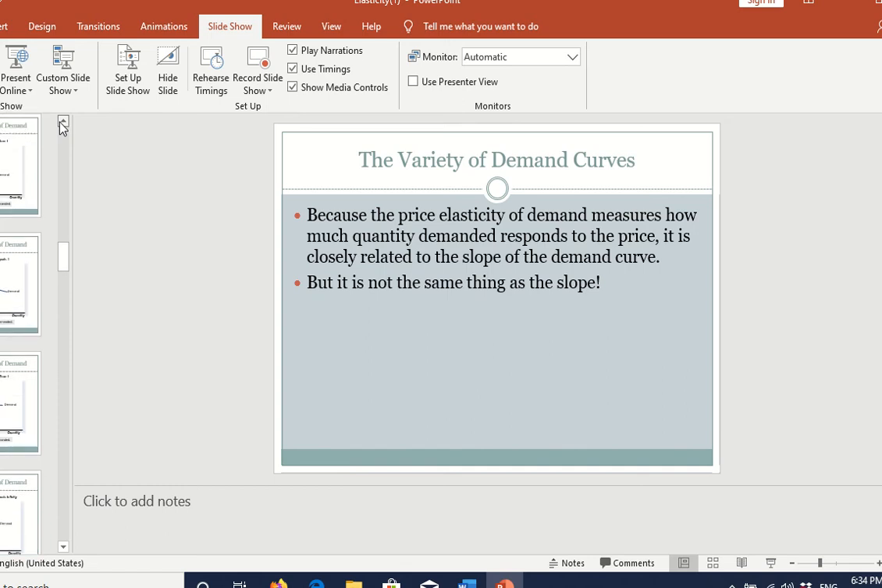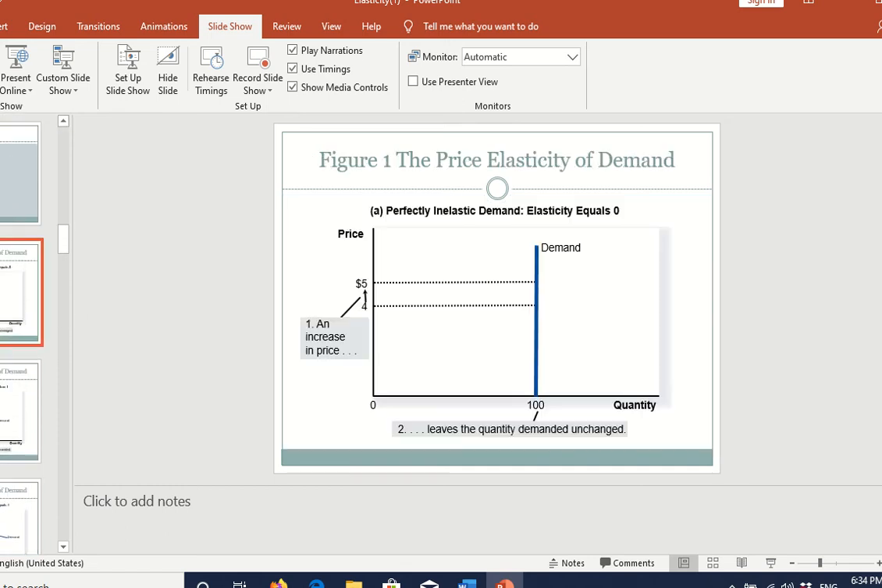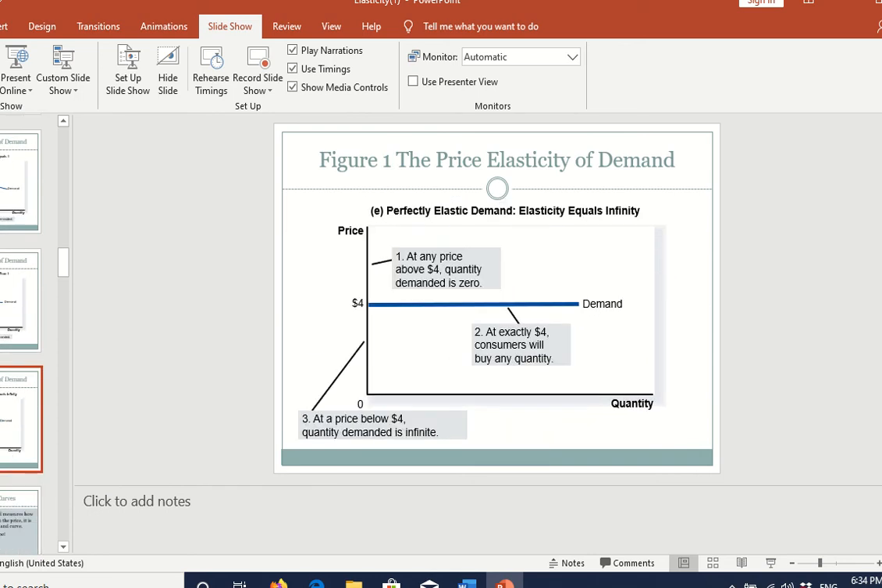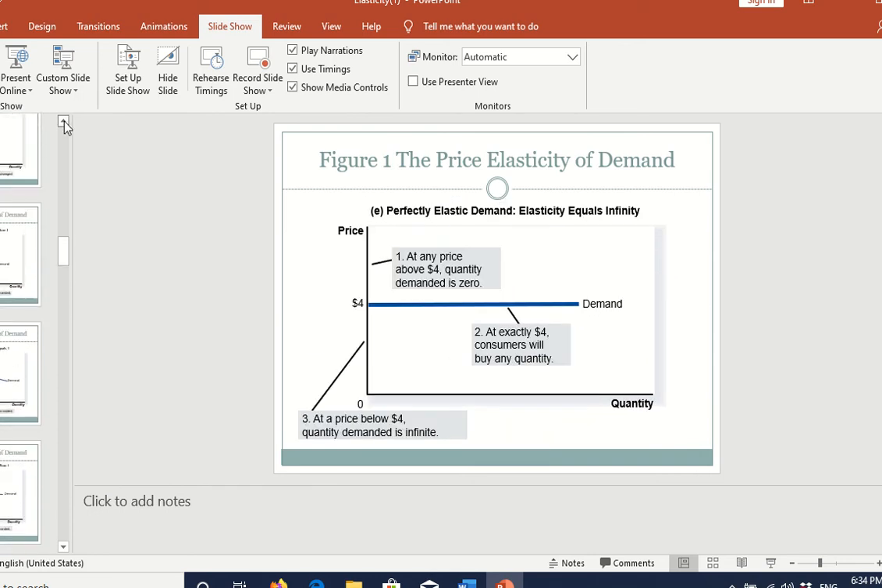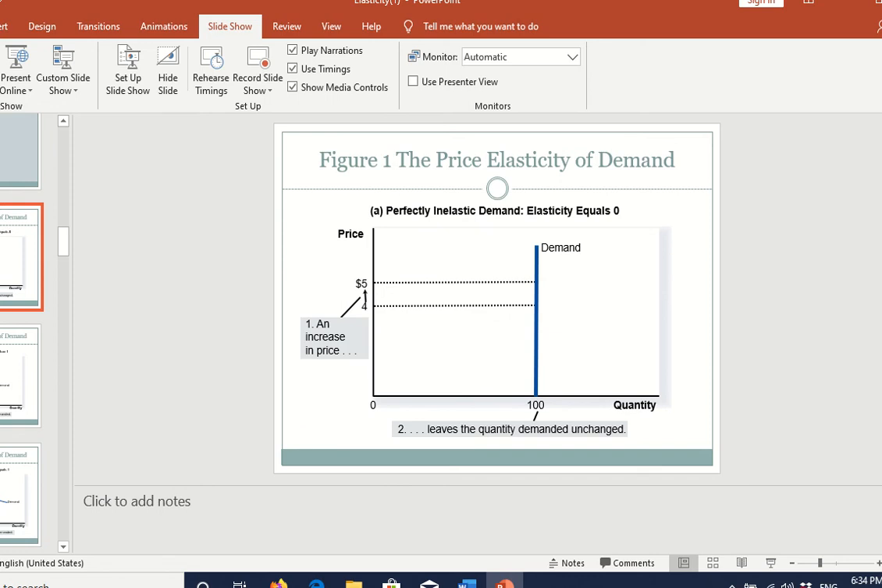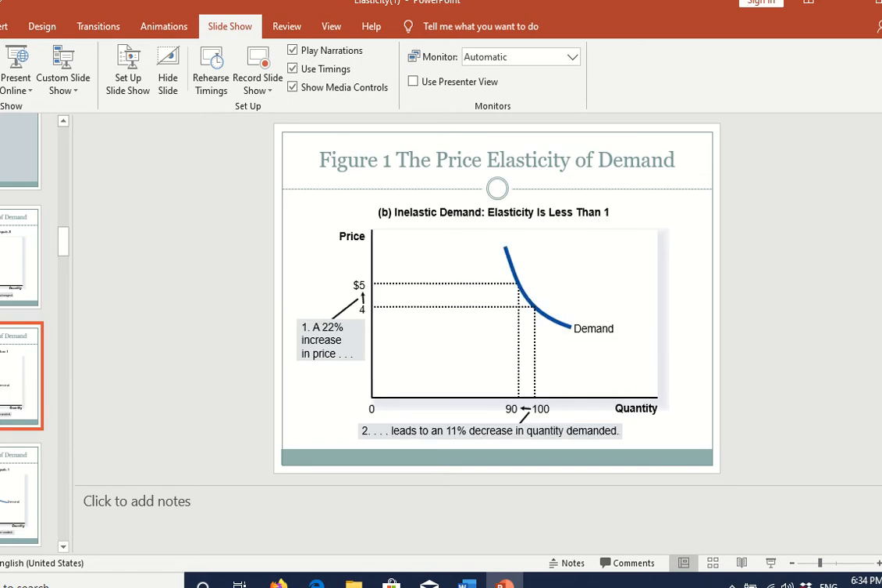So let's look at the diagram one more time. This time I'm going to go over it very quickly, and I don't want you to pay too much attention to the numbers, but instead I want you to look at the relationship between the price elasticity of demand and the shape of the demand curve. So this is the perfectly inelastic demand, when the price elasticity of demand is equal to 0. And this is an inelastic demand. This is when the price elasticity of demand is greater than 0, but less than 1.